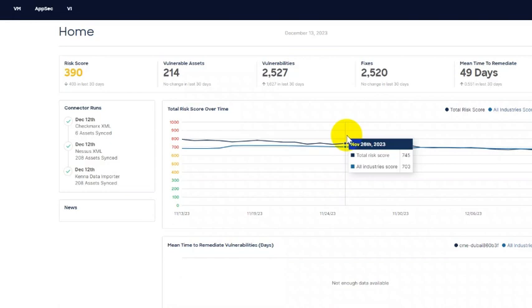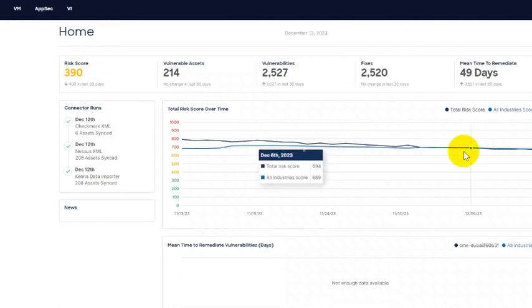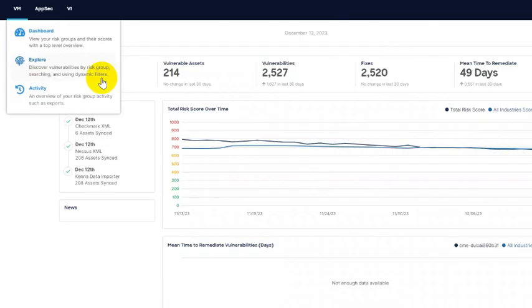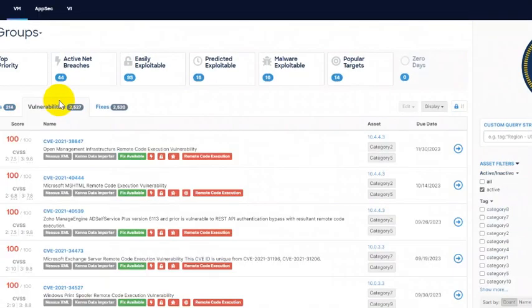So moving on to the dashboard walkthrough, this is the Kenna Vulnerability Management Solution dashboard. First, we need to understand the risk scoring of Kenna. Click on VM, explore, and go to vulnerabilities. There you can see two types of scoring, and that CVSS is related to the CVE.